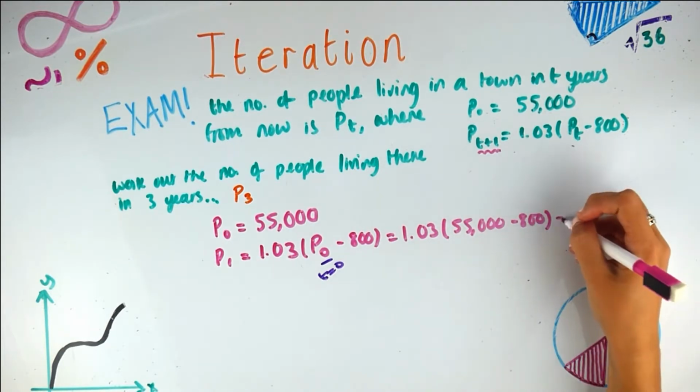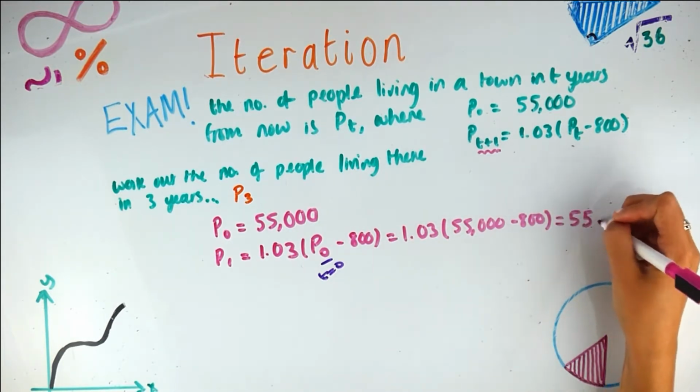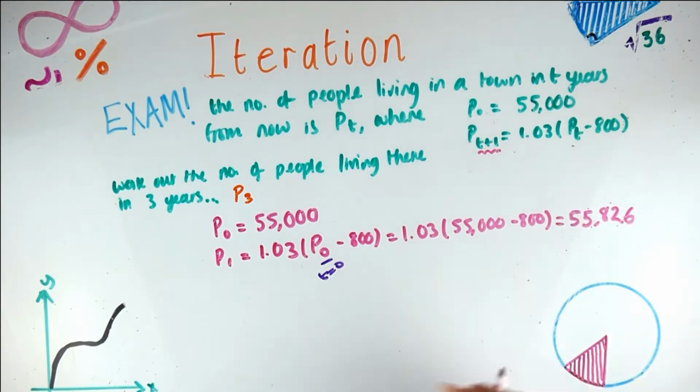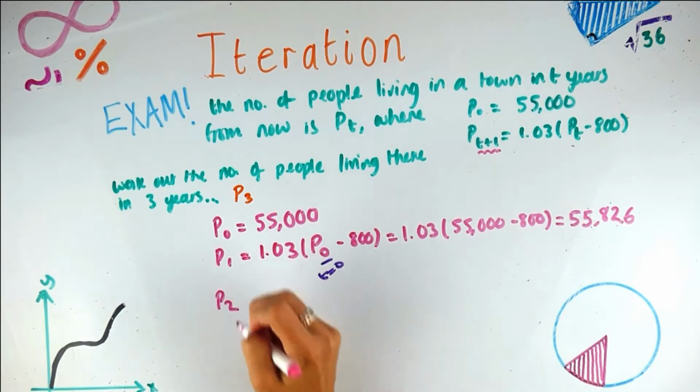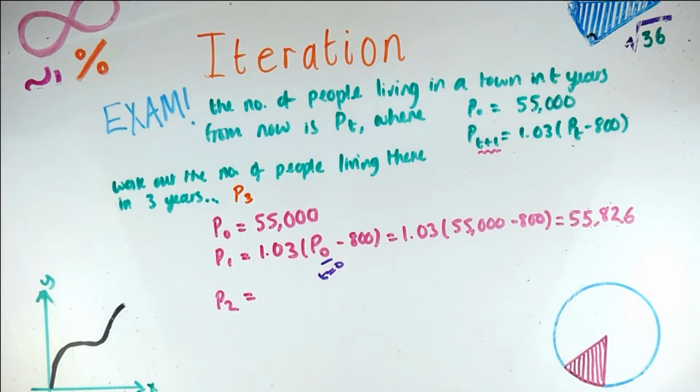And that should give me an answer of 55826. So we now know that P1 is this. So now let's try and find P2, the number of people in the village after 2 years.